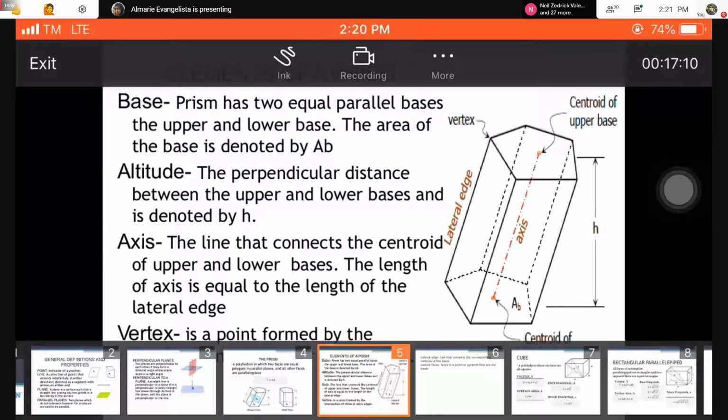So, base. Ito yung AB means area of the base. So, mahalaga to sa pagguha ng volume kasi kapag hindi mo alam kung ano yung base sa kanila dun sa figure, mahihirapan kang i-determine kung ano ba yung formula na gagamitin mo. So, next is yung altitude. Altitude tsaka height is the same. So, ito yung perpendicular distance between the upper and lower base. So, nakikita nyo naman yung line na nagko-connect dun sa lower tsaka upper base.